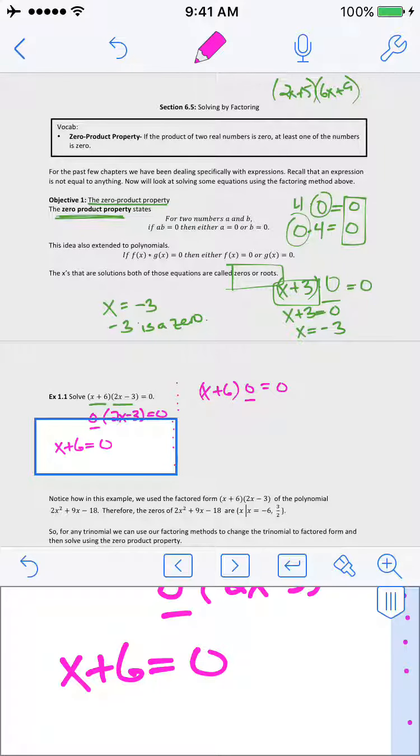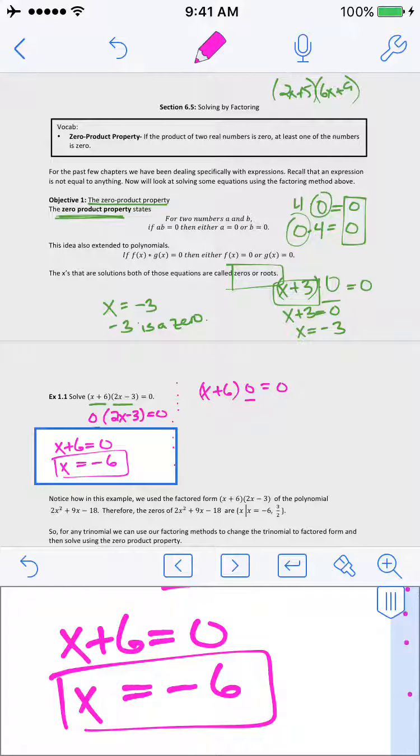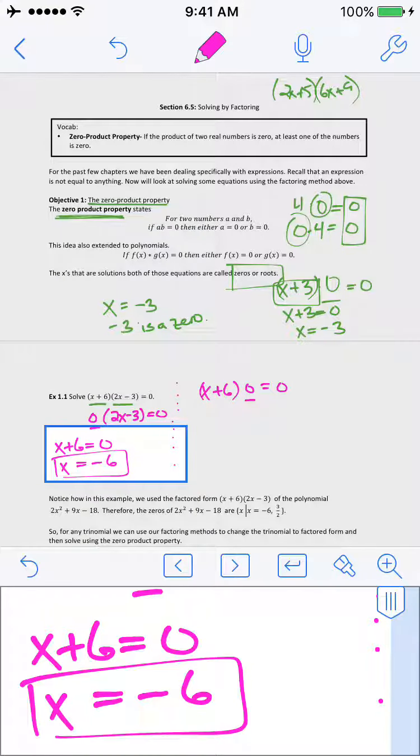Because that's what the first thing was. It had to equal 0. Now I can just solve for x. Subtract 6 from both sides. If x equals negative 6, then I get a 0 there. I get 2 times negative 6, which would be negative 12, minus 3 would be negative 15, and I'm getting 0 times negative 15 equals 0, which is a true statement. So negative 6 is one of my answers. That's if x plus 6 equaled 0.